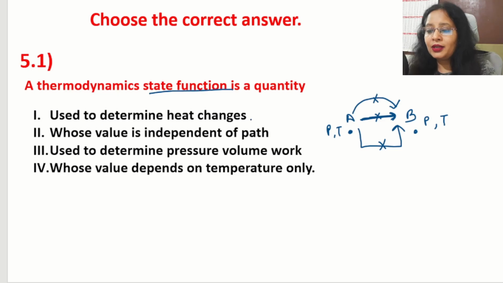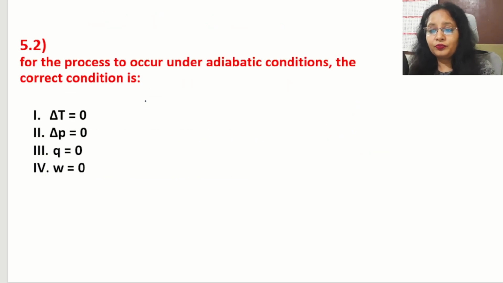Used to determine the heat changes? No. Whose value is independent of path? Yes. A state function is one whose value is independent of path. Used to determine pressure and work? No. Whose value depends on temperature only? No. So simple: a state function is one whose value is independent of path. Now come to question number 5.2.